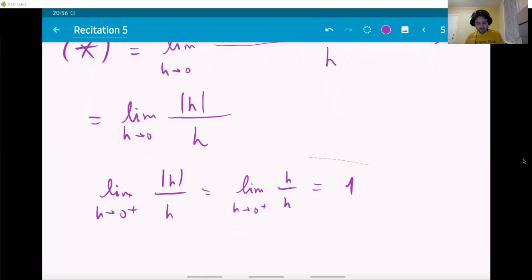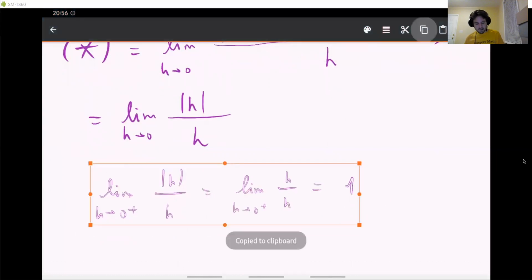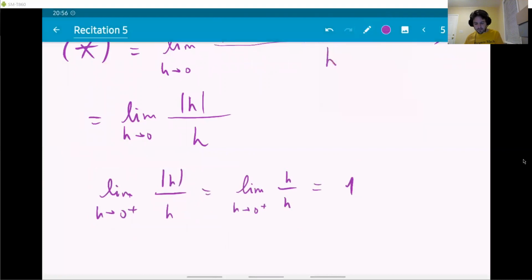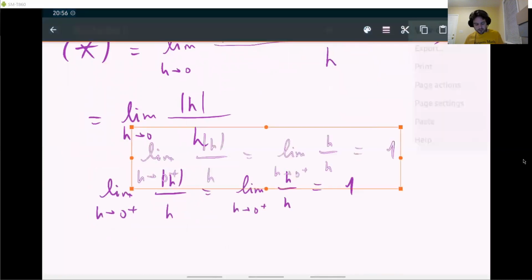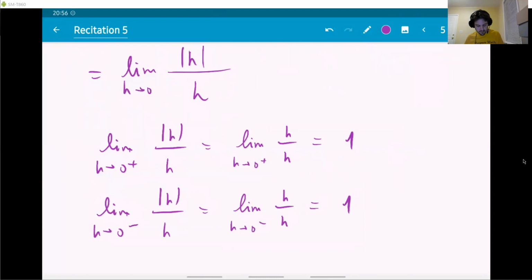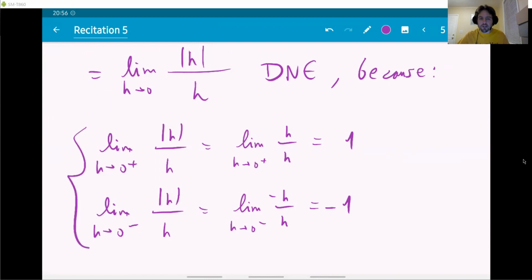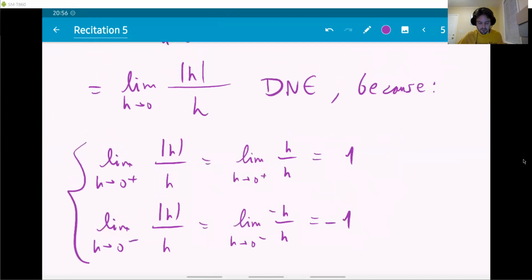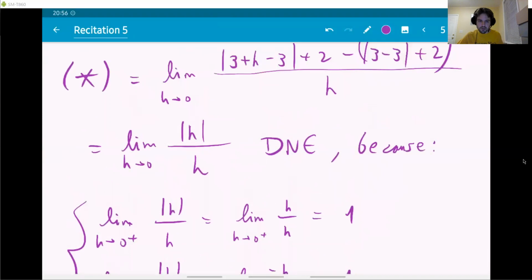But if you come from the left, then absolute value of h will be minus h. Which is what I'm going to copy down here. Coming from the left, now absolute value of h is minus h. And minus h over h gives you minus 1. So this limit does not exist because the two one-sided limits are different, which is exactly what we needed to show. You remember the function is not differentiable at 3. So whatever the limit turned out to be, it had to be nonexistent.